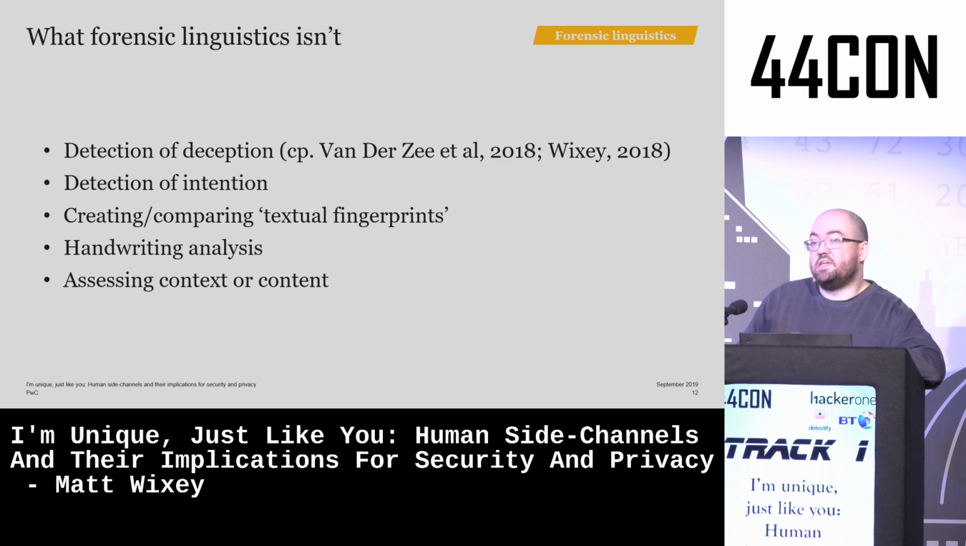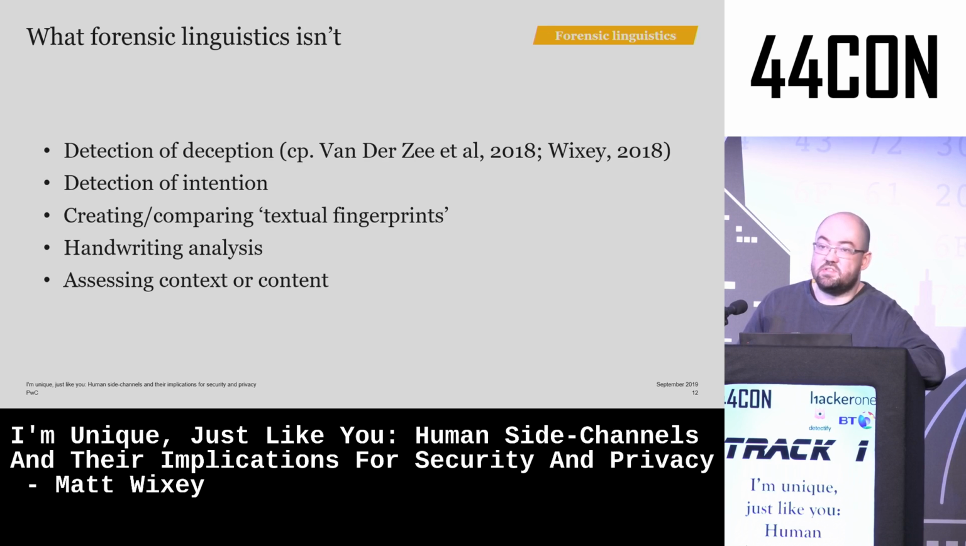What forensic linguistics isn't is trying to work out if someone is lying when they're writing. There was a fascinating bit of research last year by Van der Zee and others who took the tweets of a well-known American politician, and given that they had ground truth for some of those tweets when that person was lying, they were able to construct a machine learning model that could work out the likelihood that the person was deliberately not telling the truth when they tweeted something.